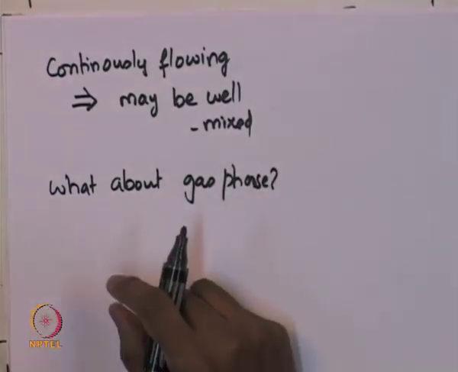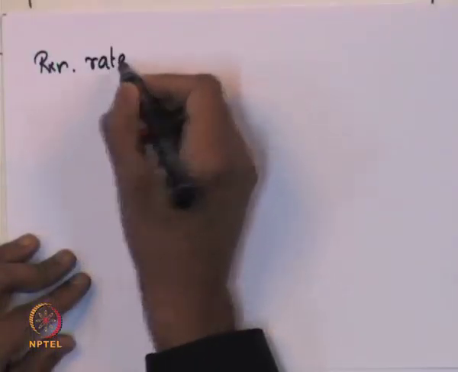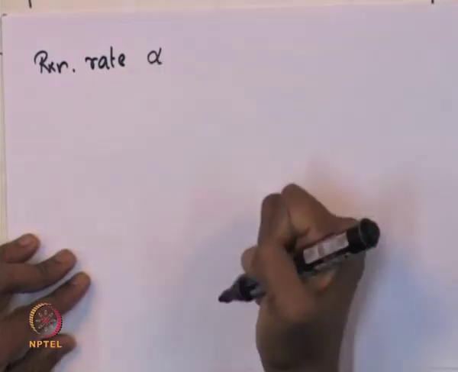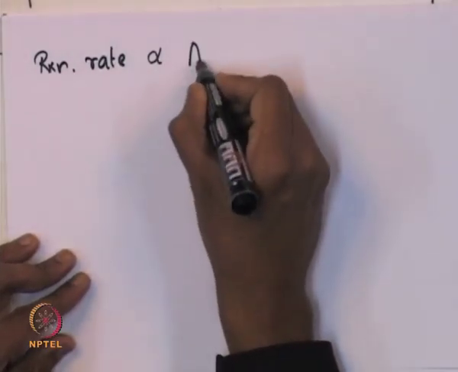In fact, comparing gas phase, the liquid phase can actually easily be assumed as a well mixed phase. Now, what about gas phase? Before we understand what happens in the gas phase, let us try to understand what are the different properties that actually control the reaction rate. In fact, it is that which gives an insight as to what is the nature of the fluid flow in the gas phase. So, the reaction rate is actually proportional to the surface area.